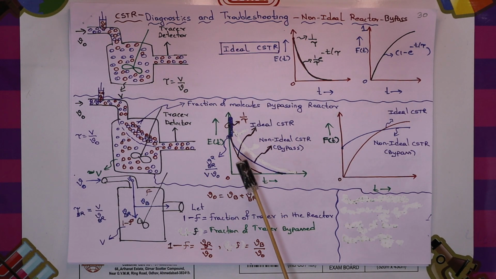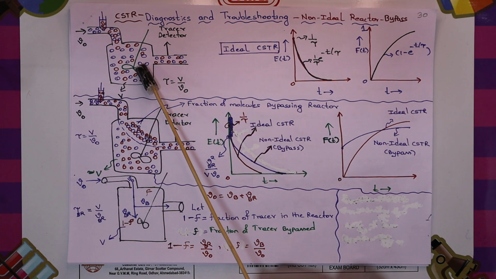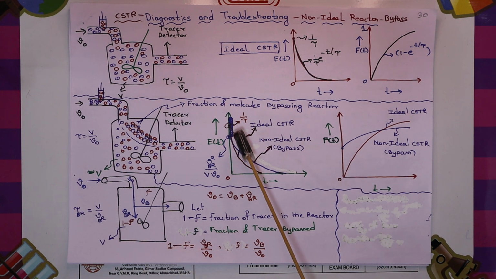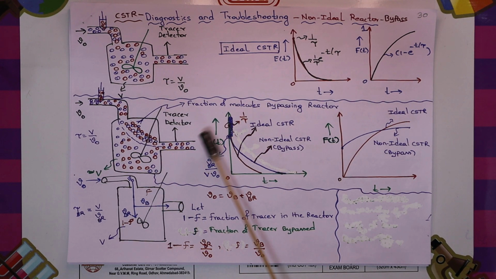The only thing is, you can see the blue curve is the one that has gone through the reactor, and the red one is the ideal CSTR. The ideal CSTR curve starts above the bypassing CSTR curve. So if you have done tracer curve experiments and find the curve starting below, that means it is a non-ideal CSTR, and compared to the ideal CSTR, the y-axis point starts below the ideal CSTR.